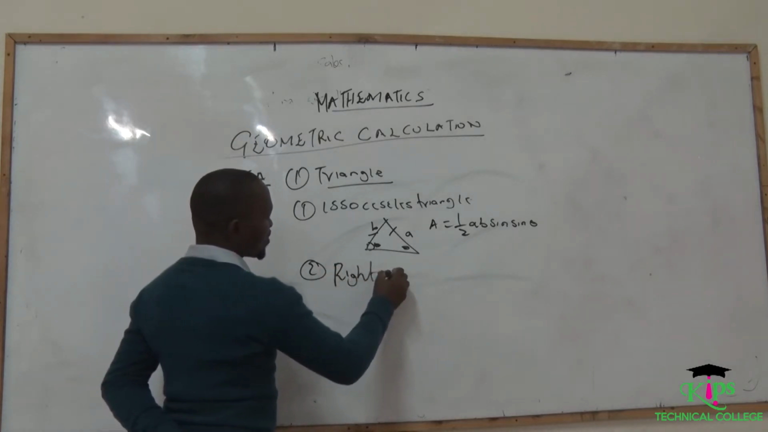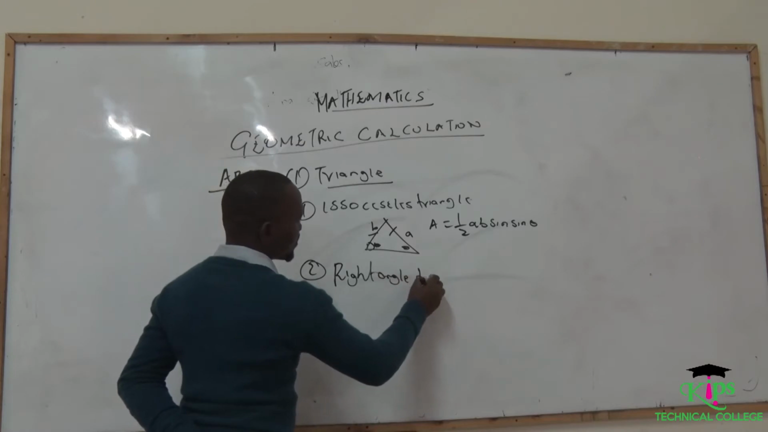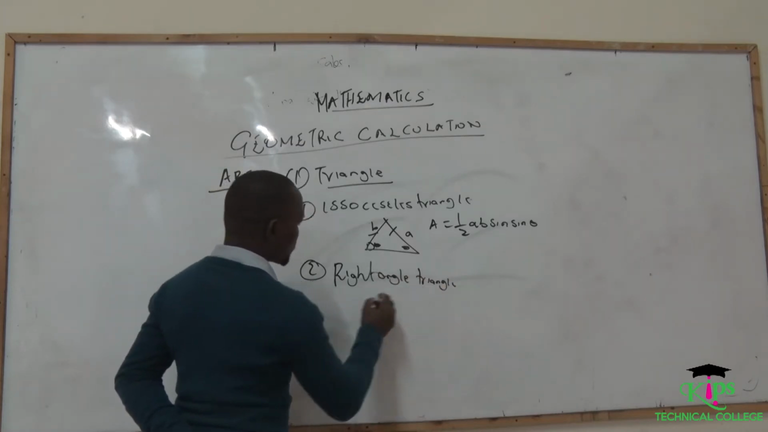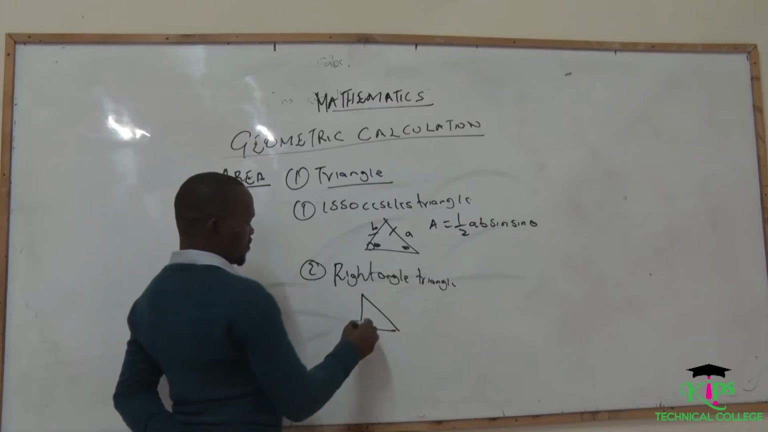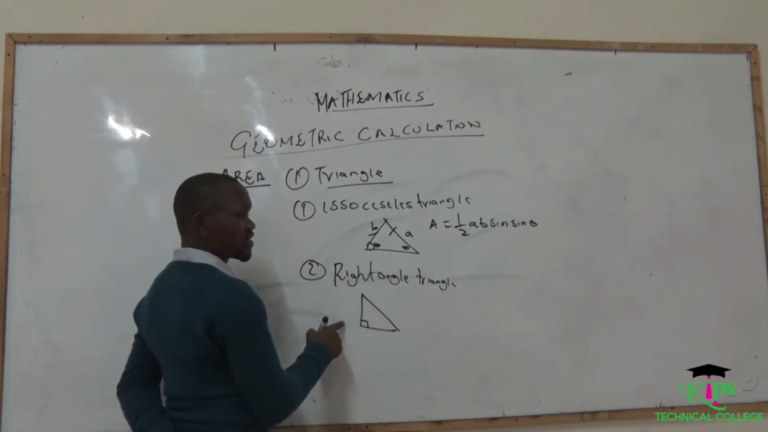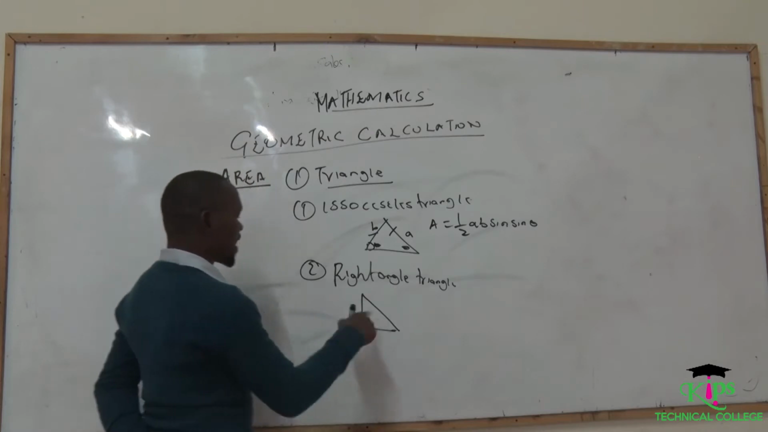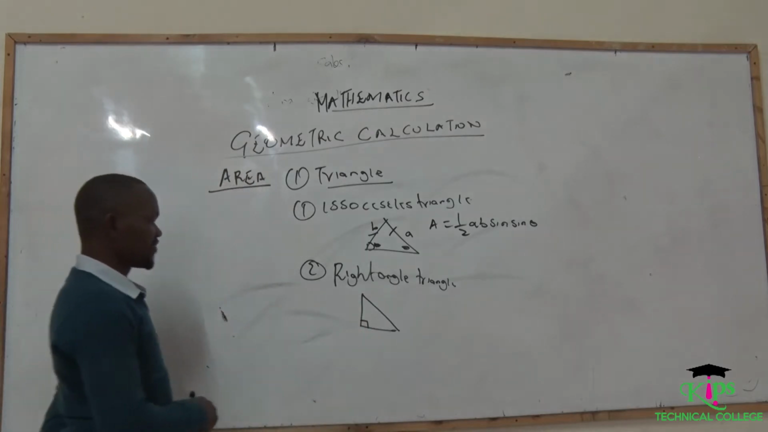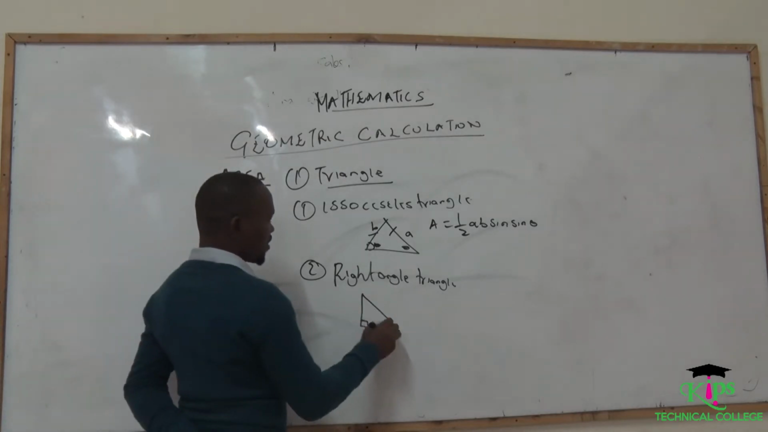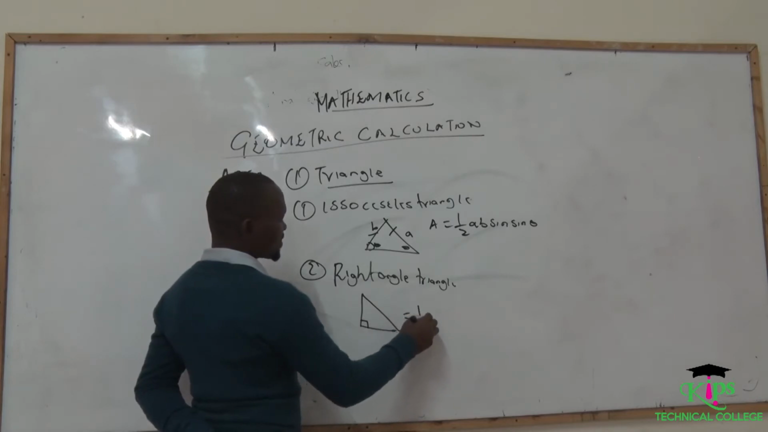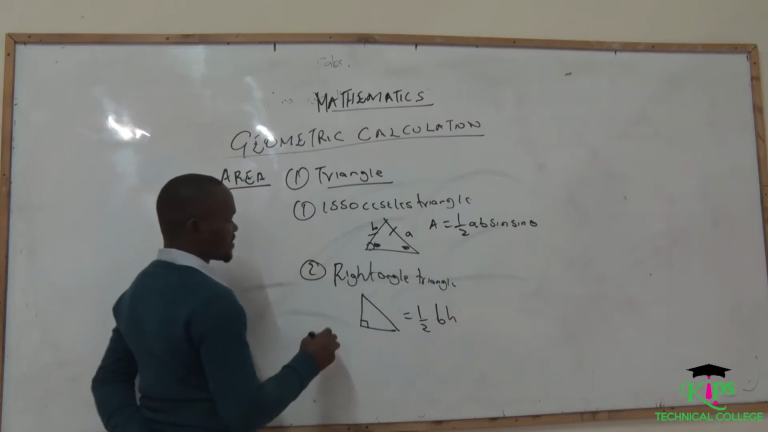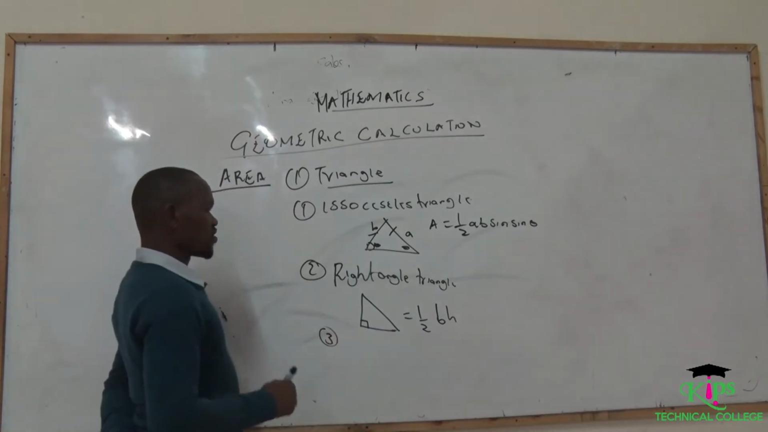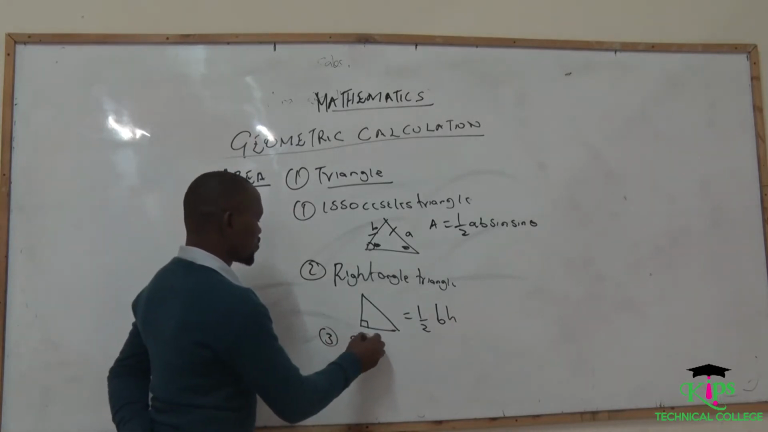Right angle triangle. So it has this shape. One of the angles measures 90, while the others may differ. So for us to get the area of this triangle, area is given as a half times base times height. Then the third type of triangle, we have the scalene triangle.